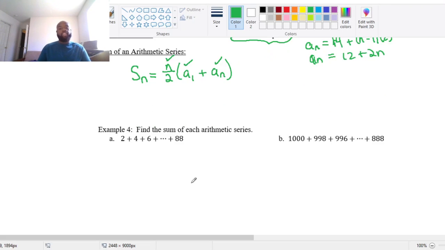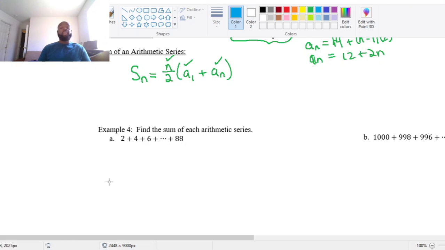And so let's look at this example here. It says find the sum of each arithmetic series. All right. I'm going to slide this over because I'm going to need some more space. All right, I have 2 plus 4 plus 6 plus, and I'm going to add all the numbers up until I get to 88. All right, that is the goal here.